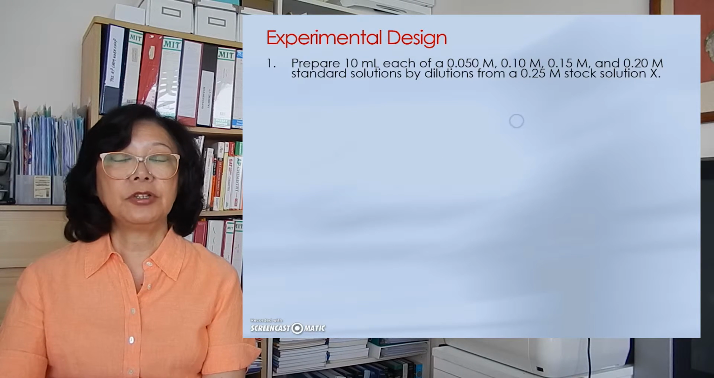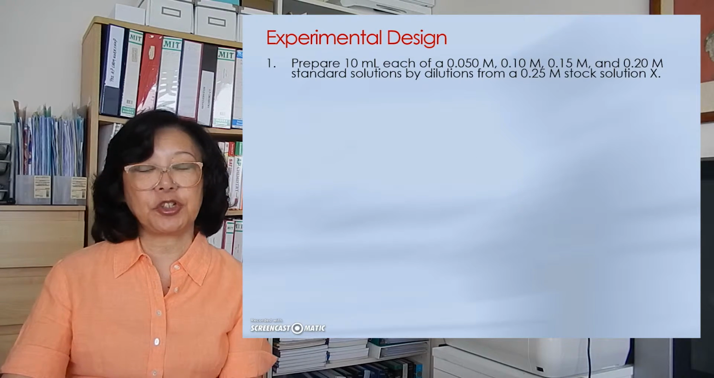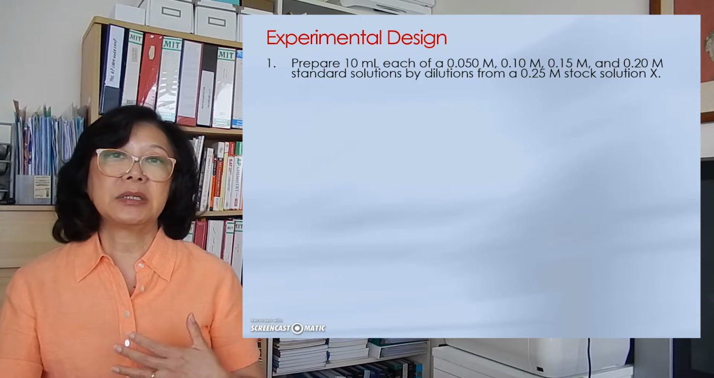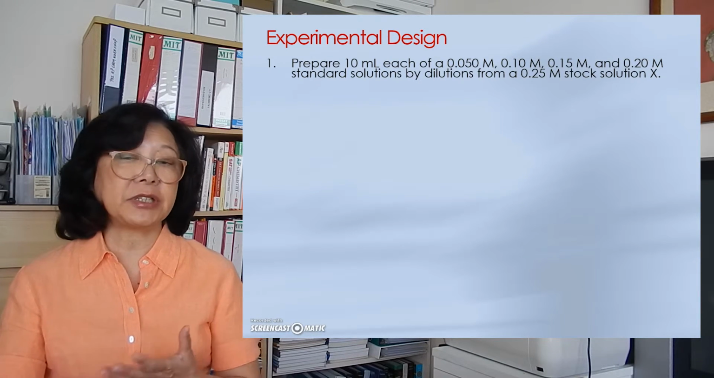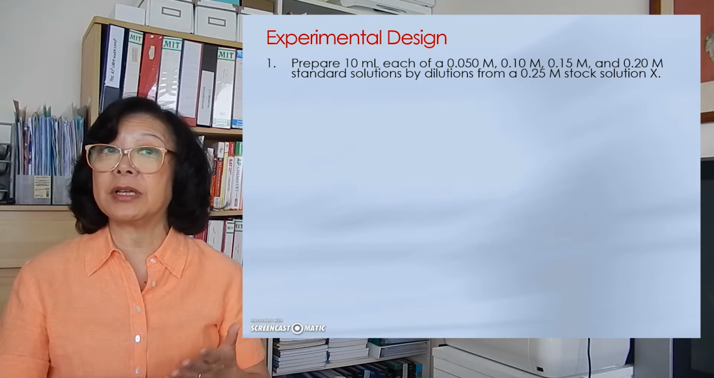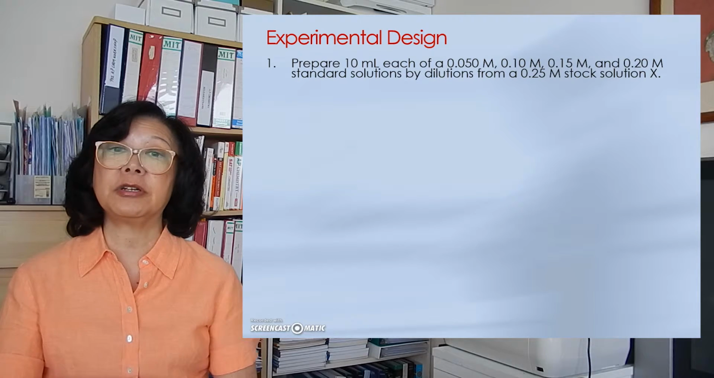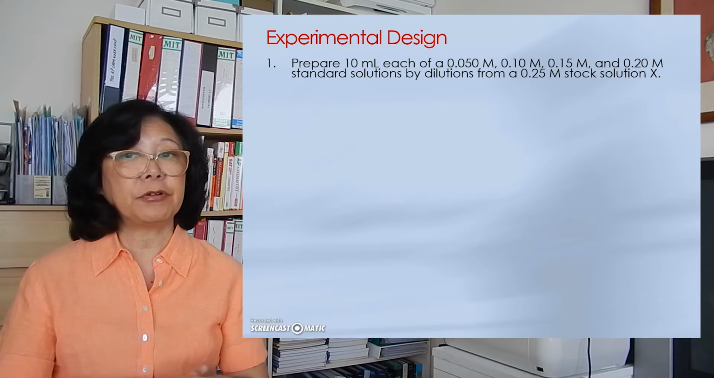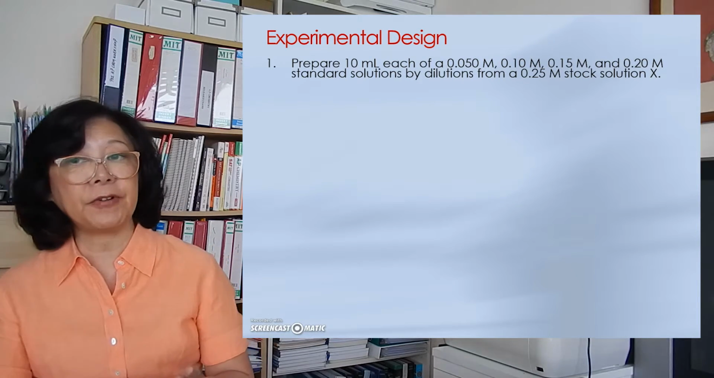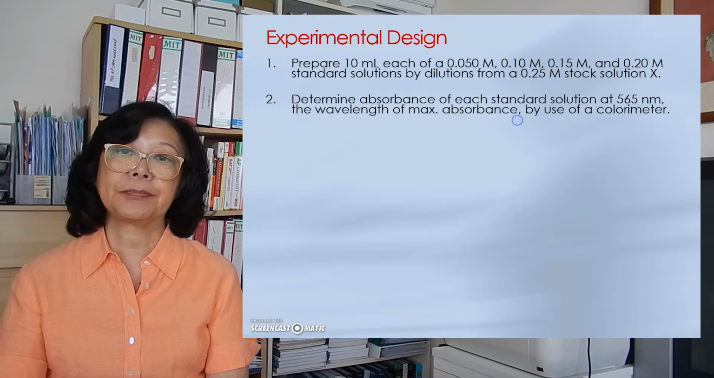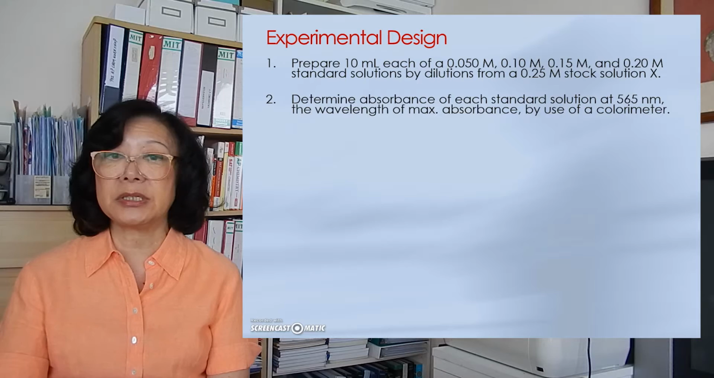Now, in terms of designing the experiment, first, because I'm using Beer's law, I would have to make some serial dilutions to make several standard solutions in order to generate the line of best fit. So I'm starting with a 0.25 molar stock solution and diluting it down to 0.05, 0.10, 0.15, and 0.20 molar, each having 10 milliliters. And you can work out the math in doing this.